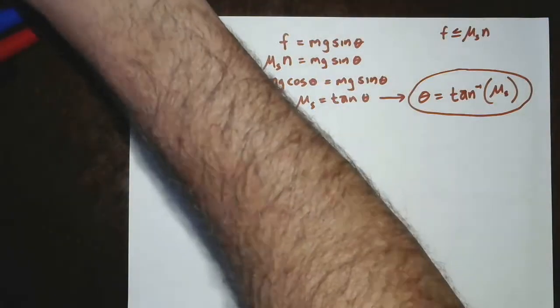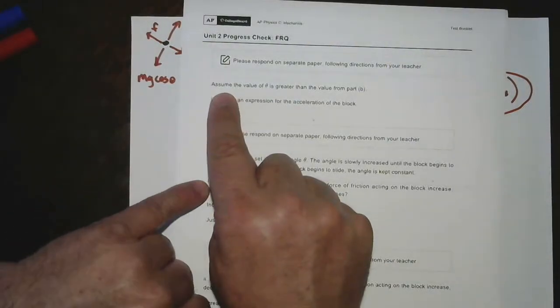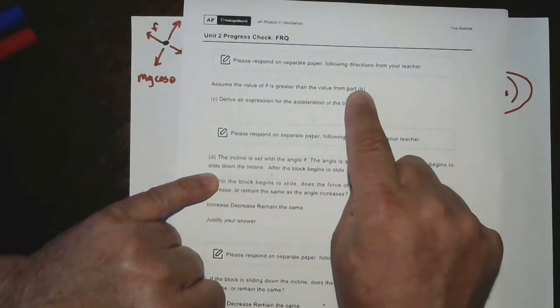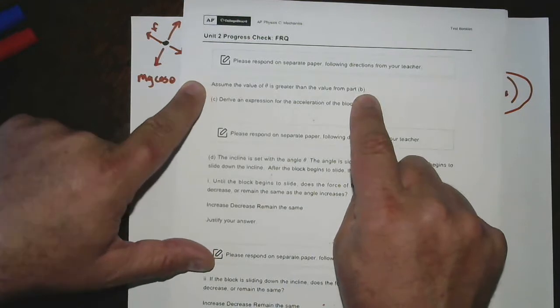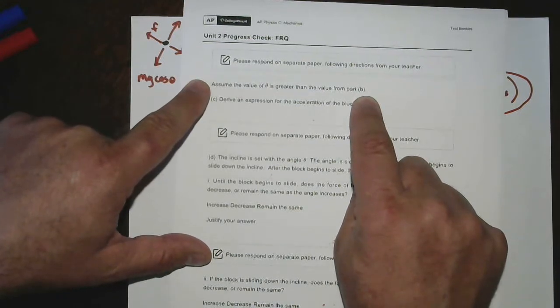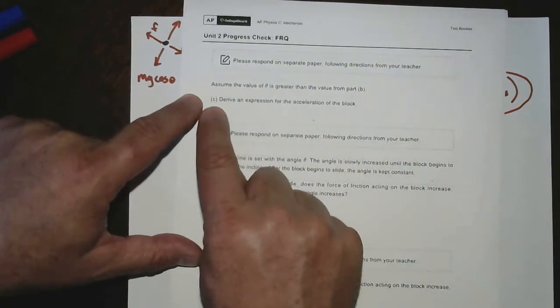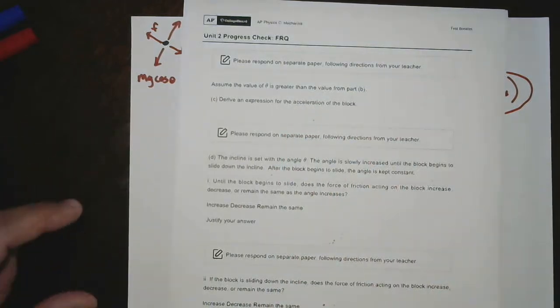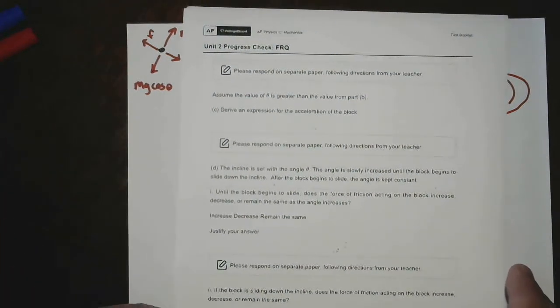We did that. We're on to part C. Now, part C has a little prompt. It says, assume the value of theta is greater than the value from part B. Okay, so we've exceeded the static coefficient. We're moving into a kinetic coefficient. Derive an expression for the acceleration of the block. All right, well, we can do that.